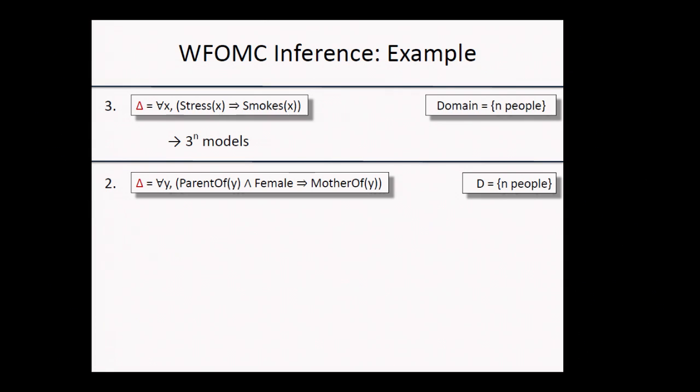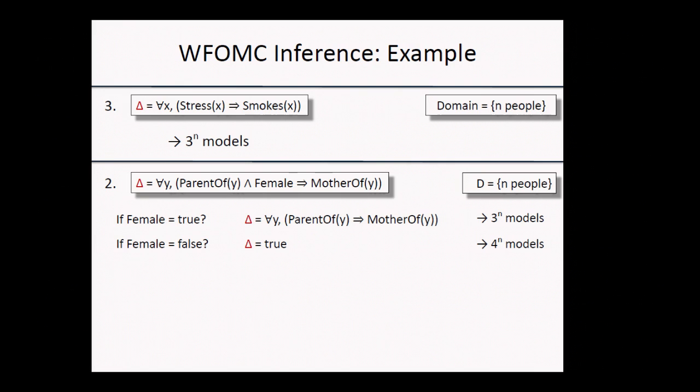So here we have to simplify the problem a little bit. So again, if I'm female, then this is what the sentence says. It says that if I'm the parent of someone, I also have to be the mother of that someone, right? And this looks exactly the same as the sentence we had in the previous step. It's just renaming the relationships. So here we have 3 to the n models, because these are all the possible ways for someone to be a parent and a mother. If I'm not female, then the sentence doesn't say anything, and everything is a model. And then again, we have 4 possible assignments for every person, and then n choices to make. So the total model count here is 3 to the n plus 4 to the n.